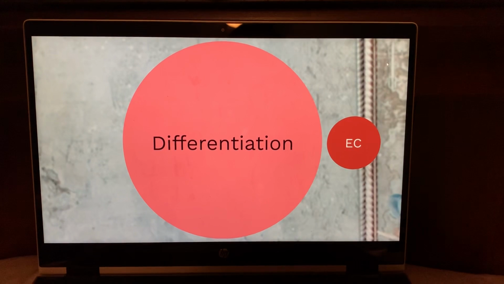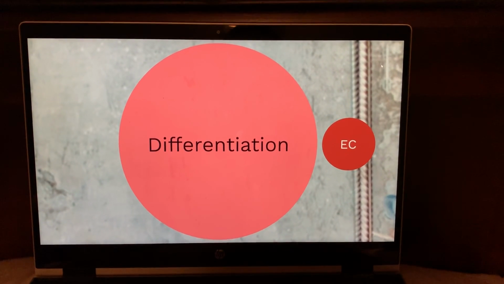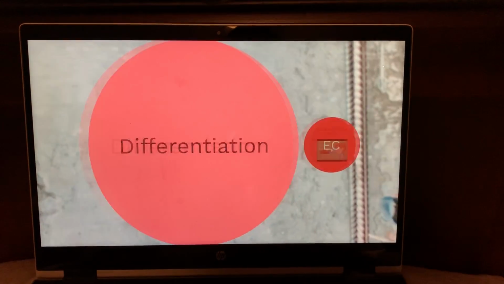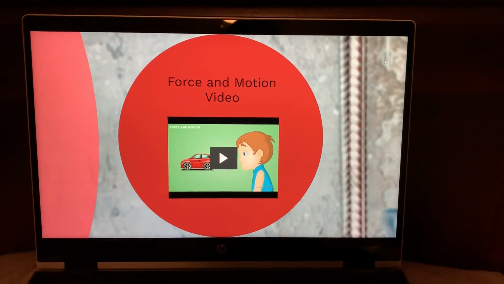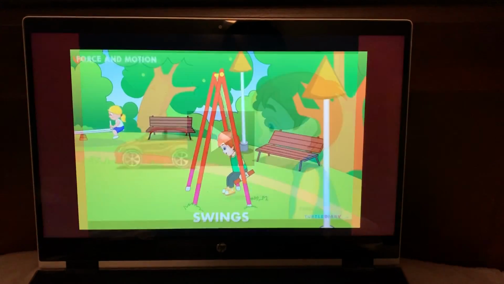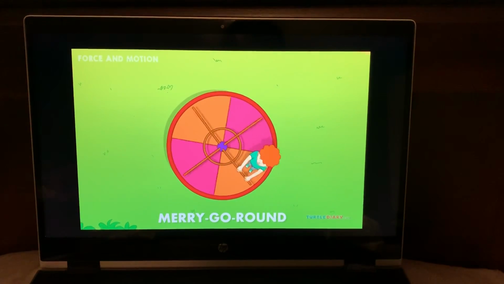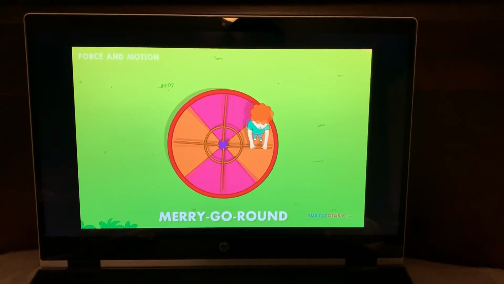Okay, so the next part of that lesson plan would be the differentiation. I chose EC on this one. You could just show them a video. It's a force and motion video. It's just kind of simplified, something that they can watch. The merry-go-round goes around in a circle. Just something simple for somebody that's exceptionally challenged.